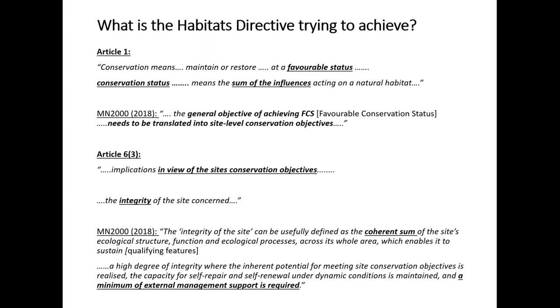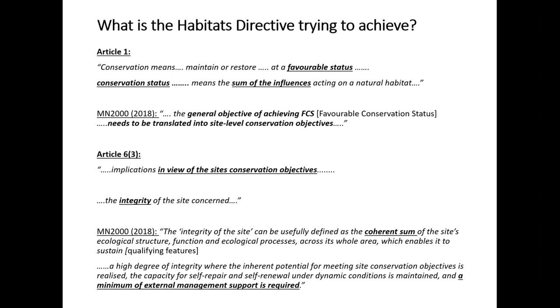So just to finish off, I just wanted to take us quickly back to the Habitats Directive and what it asks us to achieve and to do. It says in Article 1 that conservation means to maintain and restore a favourable status. A conservation status means the sum of the influences acting on that natural habitat. And that, through managing Natura 2000, is then translated into site-specific conservation objectives. And then the concept of site integrity is linked to that when we talk about Article 6.3 and the way in which one considers new projects.